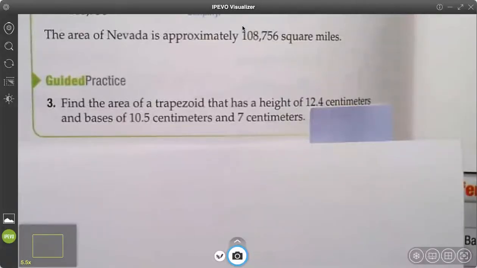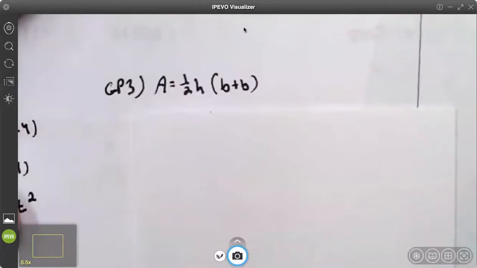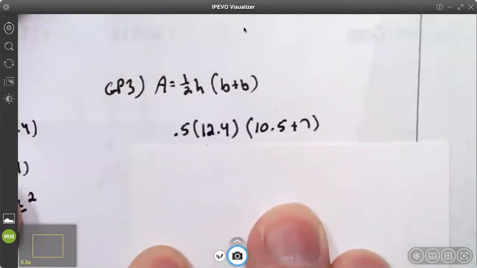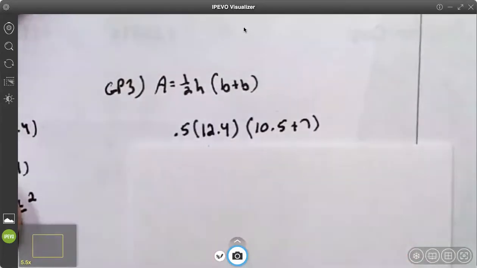Try number 3. Find the area of a trapezoid that has a height of 12.4 centimeters and bases of 10.5 centimeters and 7 centimeters. Okay, finding the area of the trapezoid, my height, it said, was 12.4 centimeters. My bases were 10.5 centimeters and 7 centimeters.